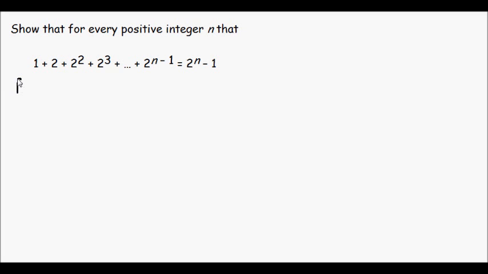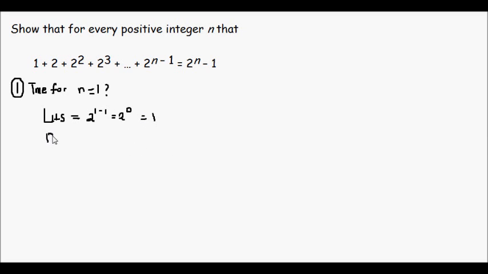As always, the first step in doing proof by mathematical induction is the basis test, which is to see if this equation holds true for n is equal to 1. On the left hand side, when n is equal to 1, we have 2 to the power of 1 minus 1, which is equal to 2 to the power of 0, which is equal to 1.